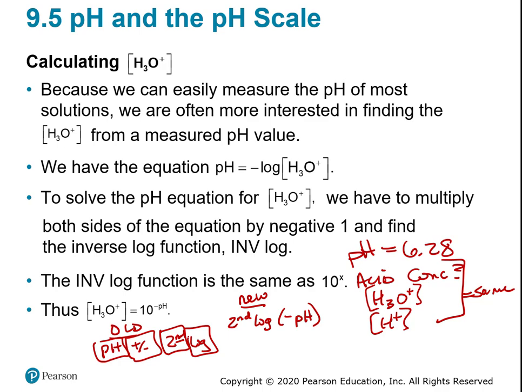Okay, so in this, I've got an old calculator, so I'm going to put in 6.28. Then I hit that plus minus, so it's a negative 6.28. And then I hit second and log. And I got 0.000000525. Anybody not get that? How many zeros? 6. 1, 2, 3, 4, 5. 5, 2, 5. And that's molar. Concentration is always in molar with this.